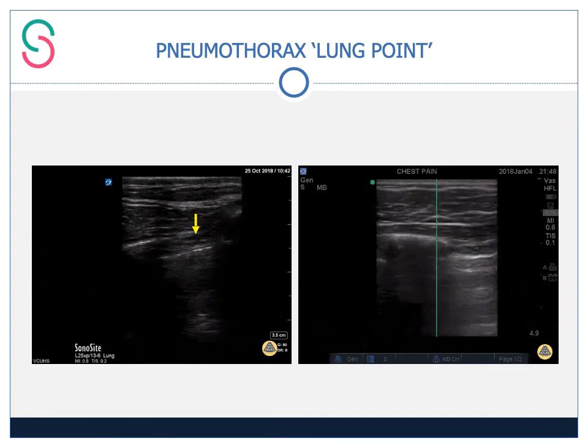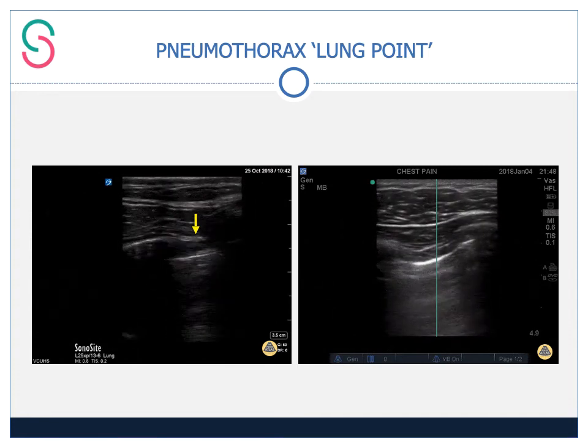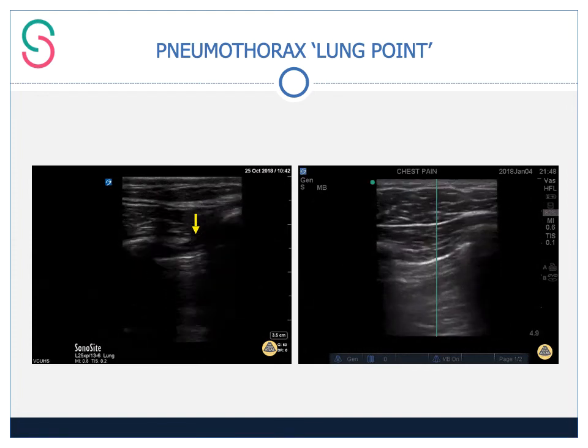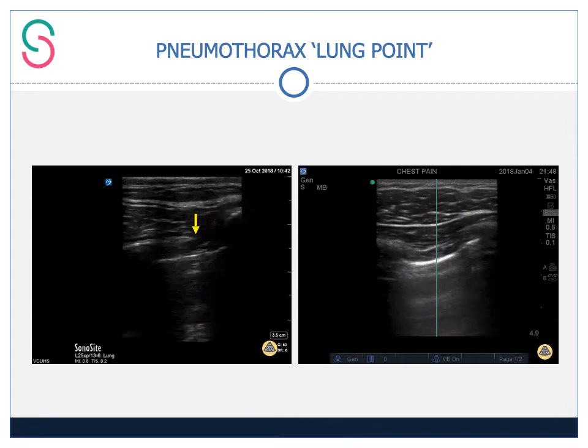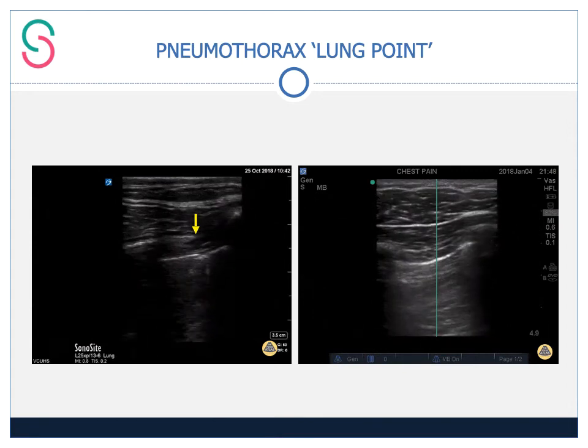And you can see a similar image to the right, where in one intercostal space you can see lung sliding, and then as you move up you can see a lack of lung sliding. So again, that identifies the lung point.